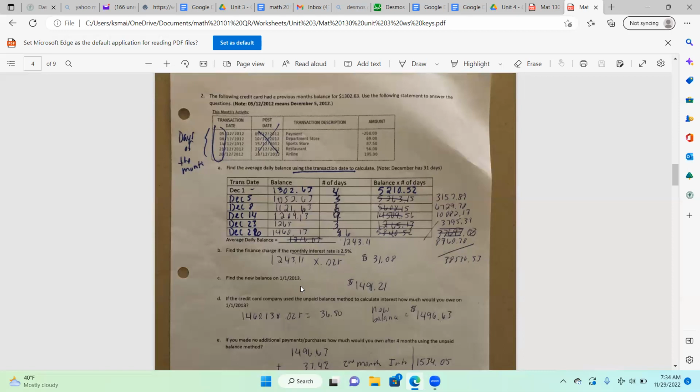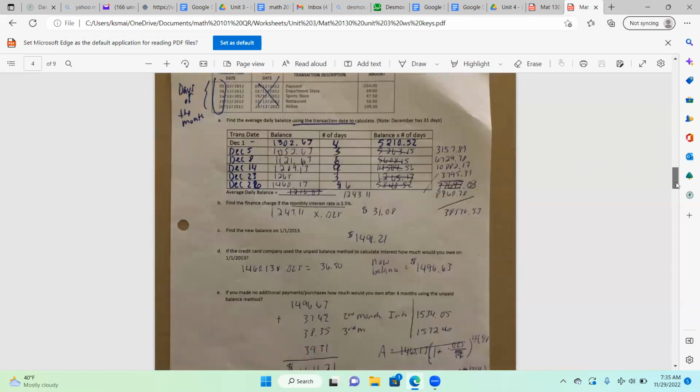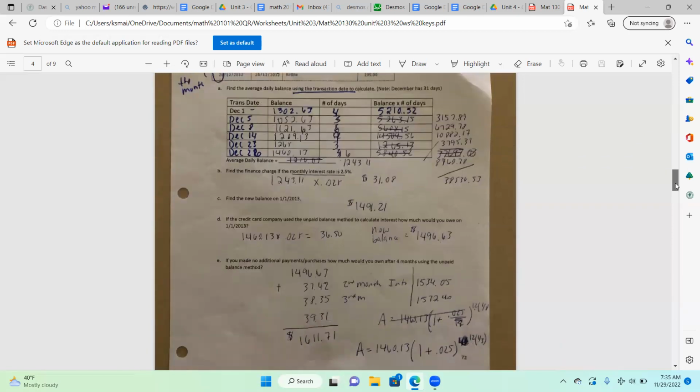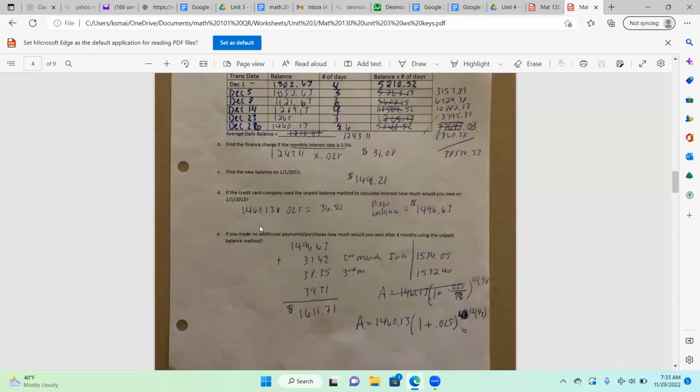It says find the new balance on January 1st. So that would be my ending balance of $1,460 and 13 cents from up here, and adding the finance charge. So my new balance would be $1,491 and 21 cents. Part D says if the credit card company used the unpaid balance method to calculate interest, how much would you owe on 1/1? So in that case, it would be the ending balance of $1,460 and 13 cents times the 2.5%. So we would have paid $36.50 as a finance charge. So about $5.42 more.